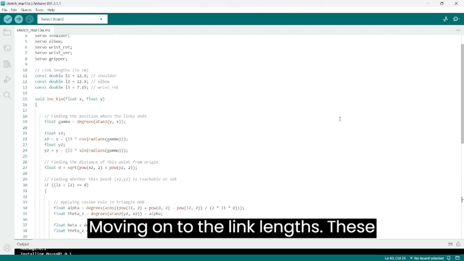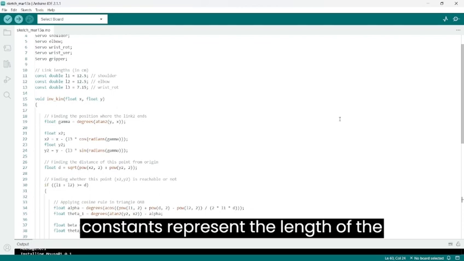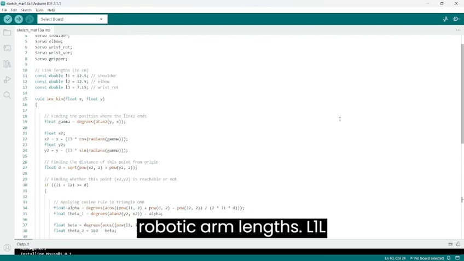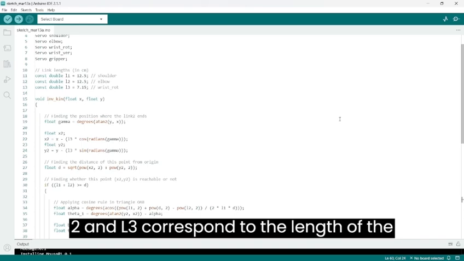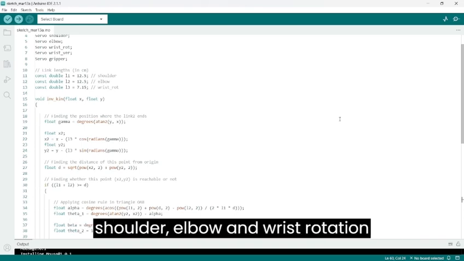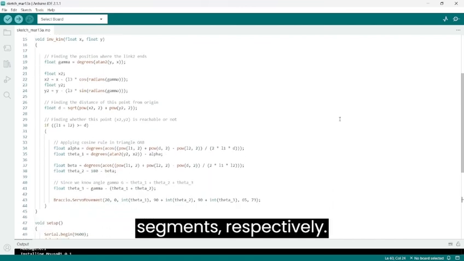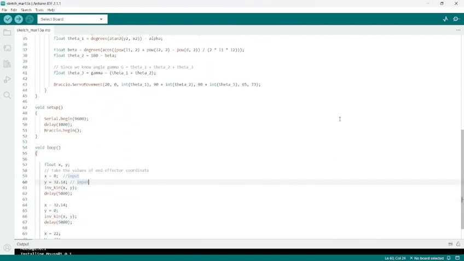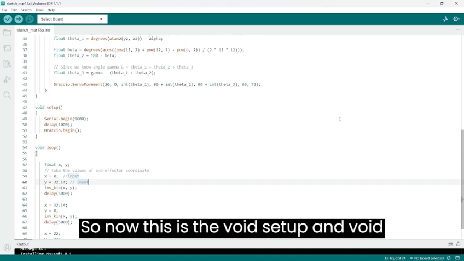Moving on to the link lengths, these constants represent the lengths of the robotic arm links. L1, L2, and L3 correspond to the lengths of the shoulder, elbow, and wrist rotation segments, respectively. So now this is the void setup and void loop function.